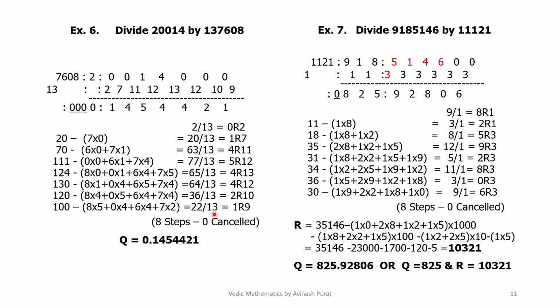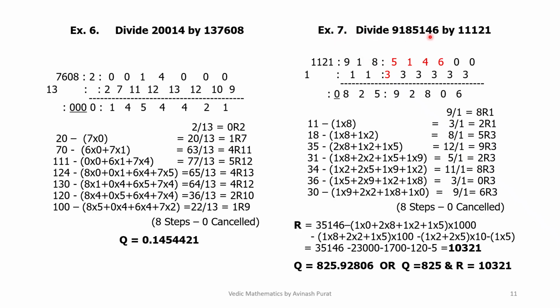Now this involves 8 steps, and 20014 is less than 137608, so the quotient is below 1. So the quotient we get is 0.1454421.